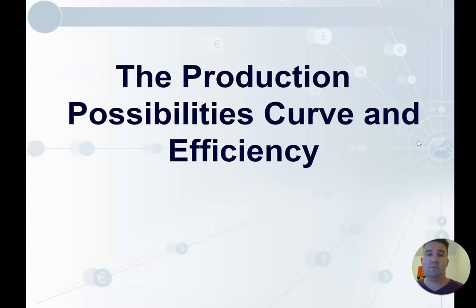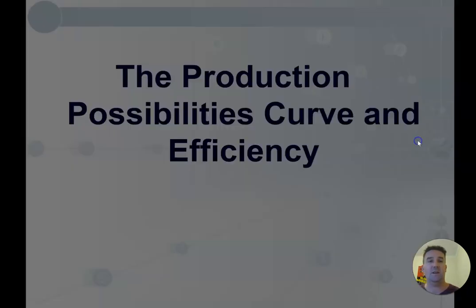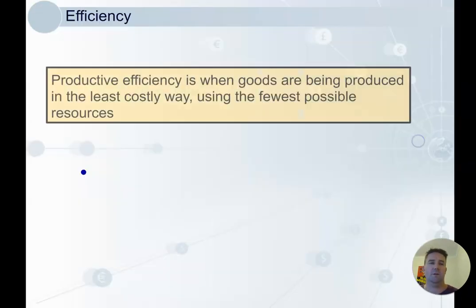Okay, production possibilities curves and efficiency. We're going to look at a second type of efficiency. Productive efficiency is what a non-economist would think of when they think of efficiency: goods being produced in the least costly way, maybe quickly, using the fewest possible resources. Right, so I think we've got our heads around that one.